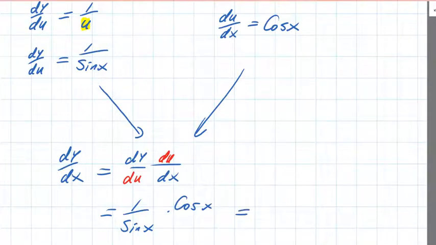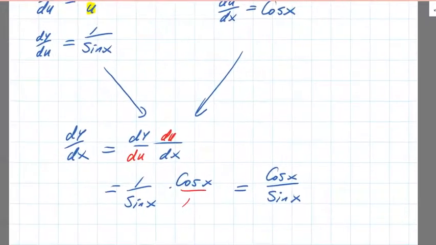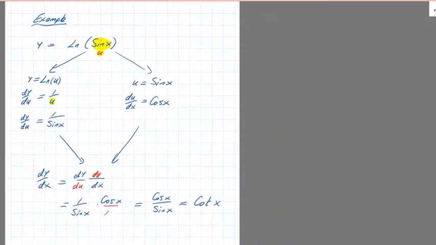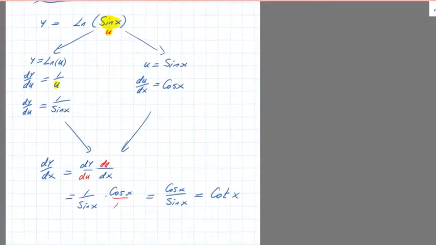So you end up with cos x. Well, that's cos x over 1 really, I suppose. So top by top, bottom by bottom, you get cos x over sine x. From your trigonometry, that happens to be 1 over tan, or cotan of x, as it happens. So that's cot x is the answer. So that's it. That's how you use the chain rule for that question.